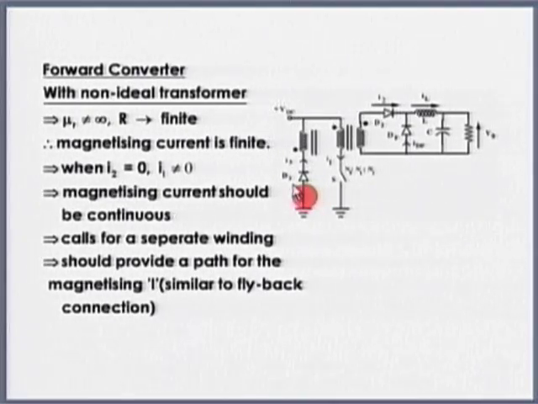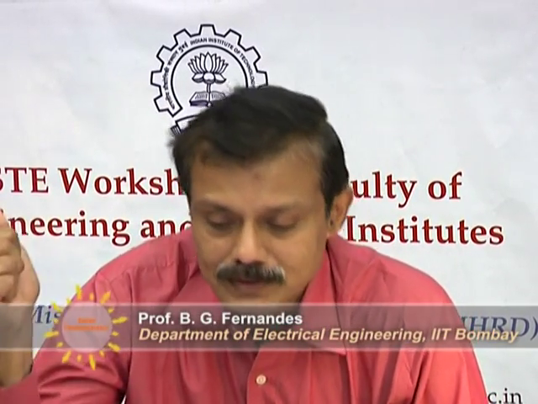I'll explain the advantages that we can get by connecting the tertiary winding to the source. You don't have to connect this tertiary winding to the source. You can connect it to a separate winding, something similar to the flyback. But then you need to have a third winding, and current should flow in that third winding when you open the switch S for the magnetizing current to flow.